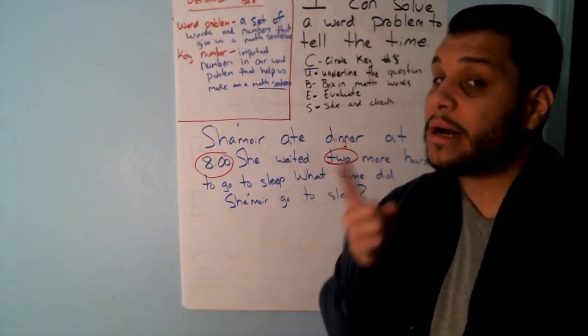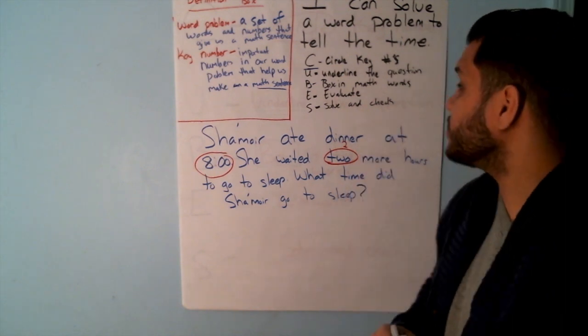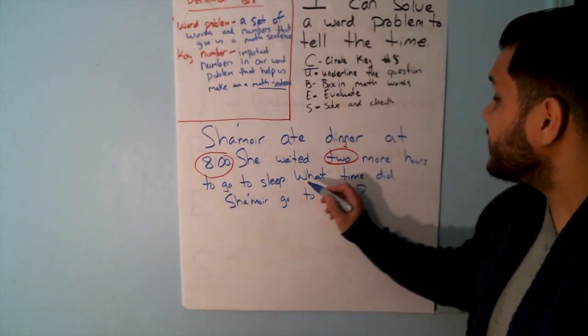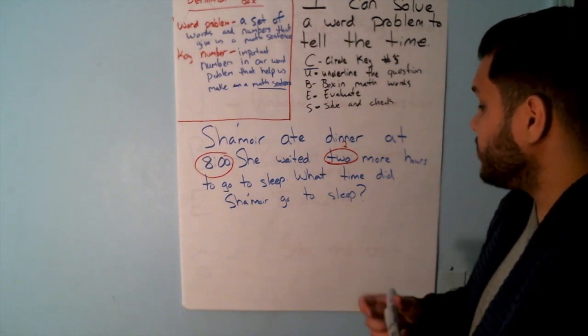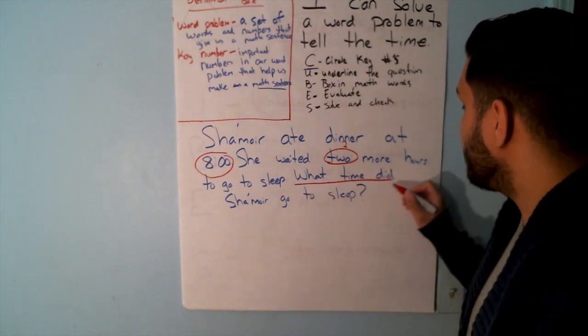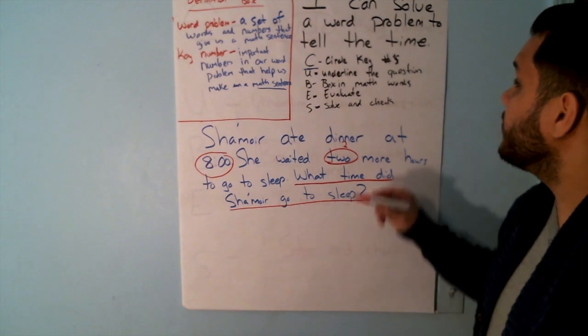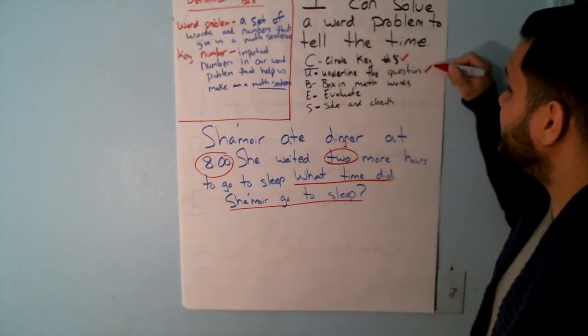But tomorrow I'll challenge you to think about the question. So our question is where our question mark is at. What time did Shamor go to sleep? That is my question. So I did my C, I did my U.